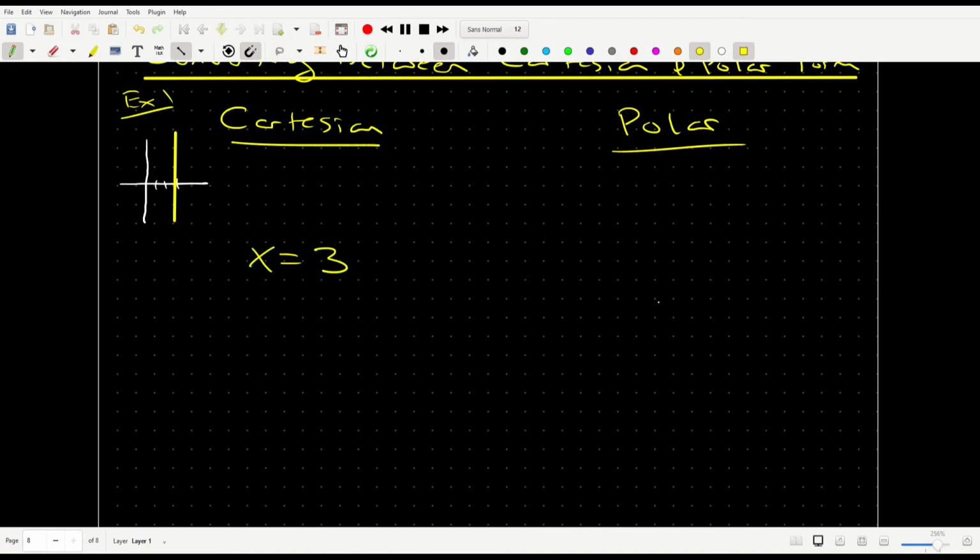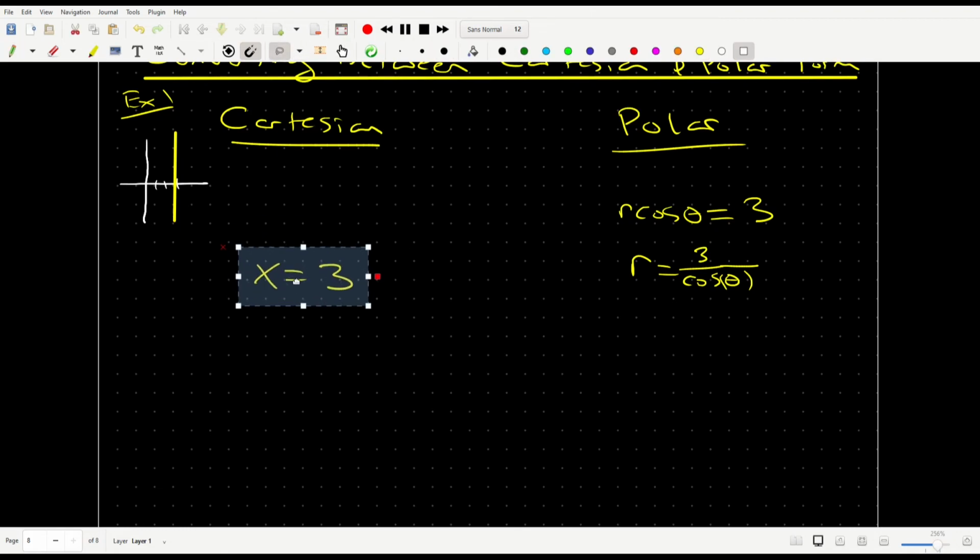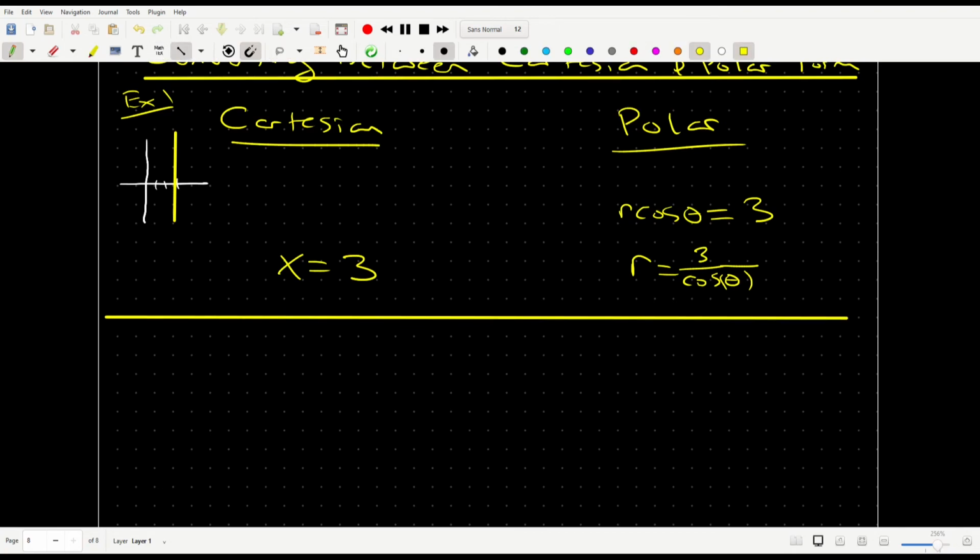In polar coordinates, this is going to be the relationship r cosine theta is equal to 3, which is the same thing as the equation r is equal to 3 over cosine of theta, which admittedly is a little bit more complicated than the original equation in Cartesian coordinates, but is a good example to show how to convert between these two systems of coordinates relatively easily.